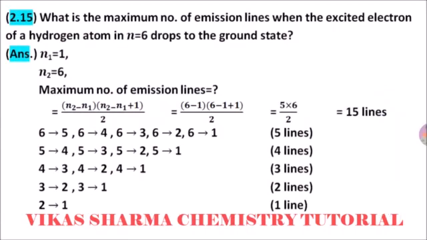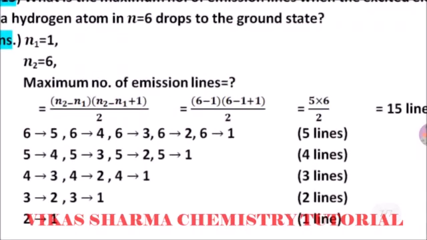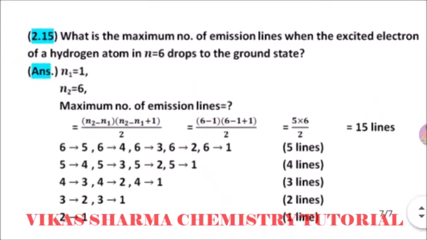Because the n2 value is 6, first the electron comes from 6 to 5, 6 to 4, 6 to 3, 6 to 2 and 6 to 1. So 5 lines are shown. Then 5 to 4, 5 to 3, 5 to 2 and 5 to 1, 4 lines appear. Then 4 to 3, 4 to 2, 4 to 1, 3 lines appear. 3 to 2 and 3 to 1, 2 lines appear. Then 2 to 1, so 1 line appears. So 5, 4 makes 9, 3 makes 12, 2 makes 14, 1 makes 15. So 15 lines appear from the electrons.